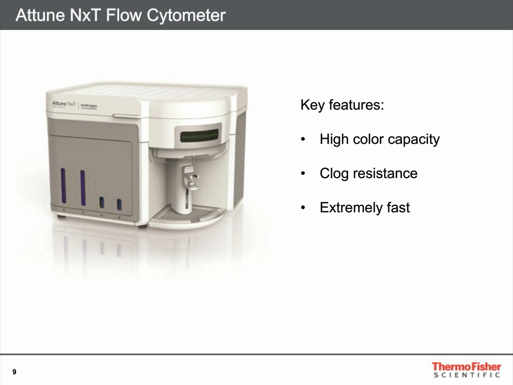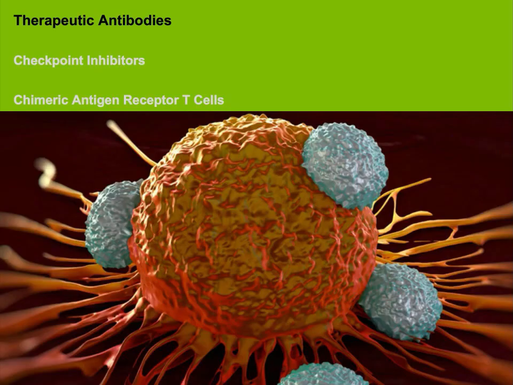lets us analyze samples extremely quickly, but also gives us an unparalleled resistance to clogs, which becomes critical when we're looking at sticky samples like tumor-infiltrating lymphocytes or dissociated tumors. And so fast also in the sense that we can look with automated high-throughput analysis at 96 or 384 samples at a time. So we can move on and look at three different focus areas of cancer immunotherapy and how flow cytometry is driving the discovery and development in those fields.